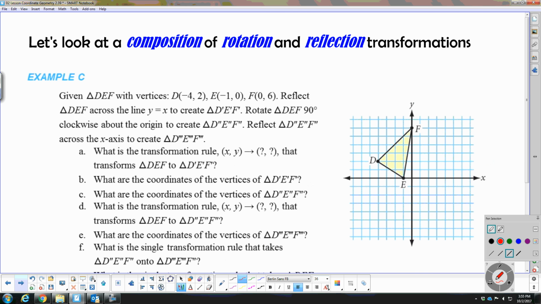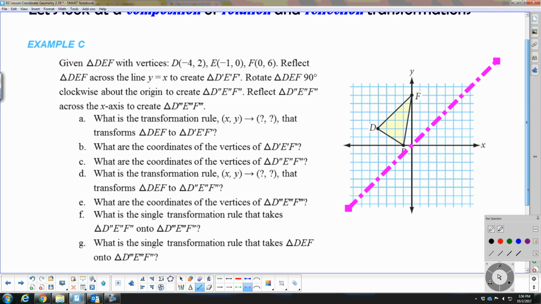Okay, so in this next example, we're looking at the composition of a rotation and a reflection. So the first question is, let's first reflect across the line y equals x. So here's our line y equals x. So the first question is to reflect DEF across the line y equals x to create D prime E prime F prime.